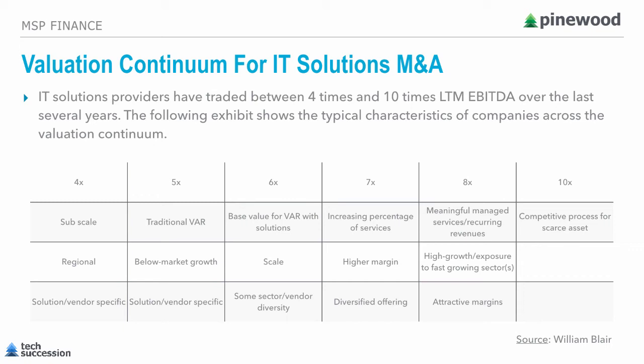Now, when you start moving up to a more valuable business in the 6 to 8 times valuation range, you'll get there by building a more scalable company. The biggest part is just growing revenues.